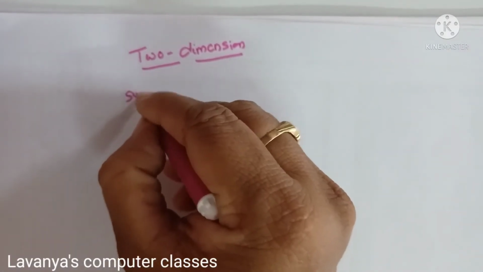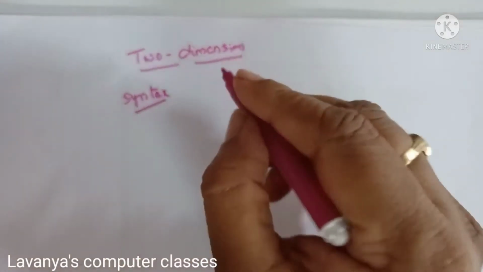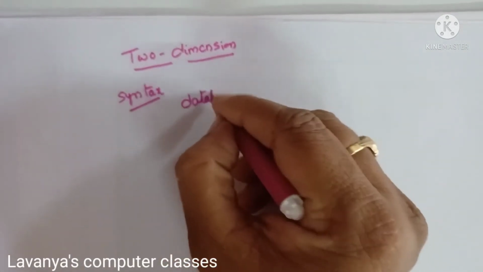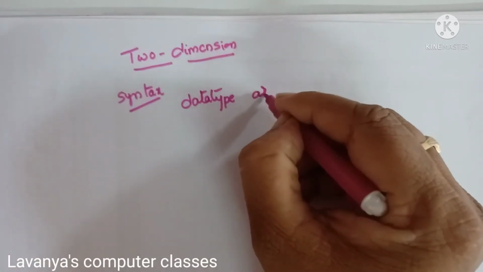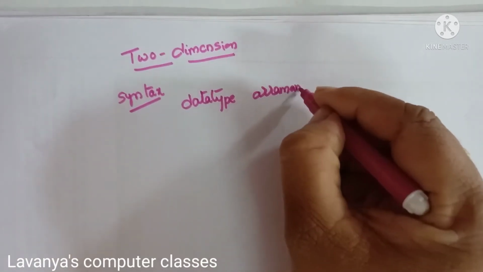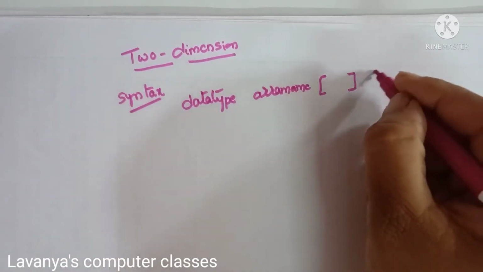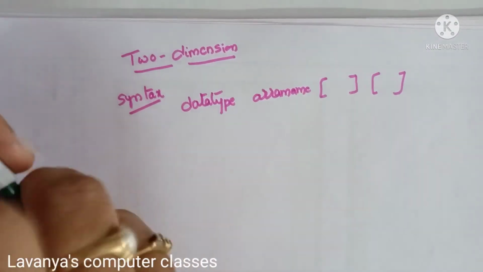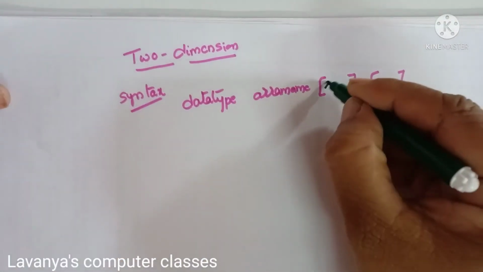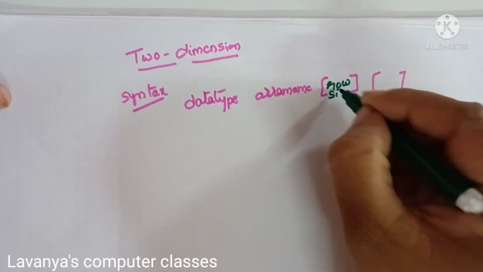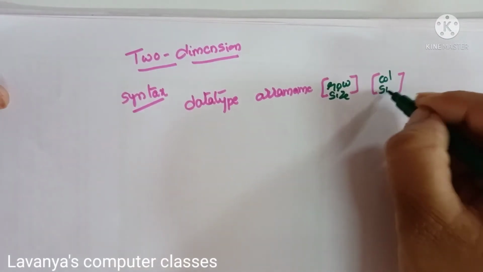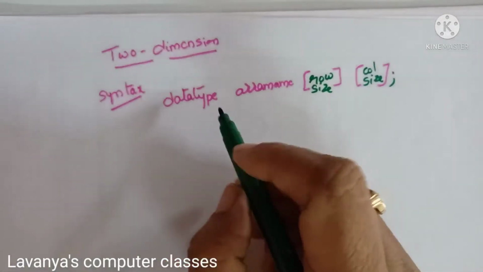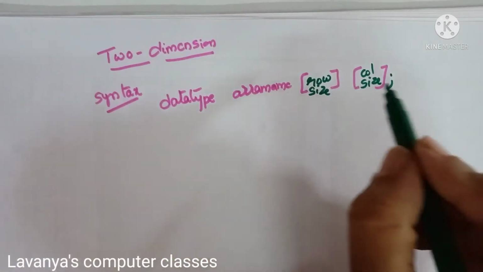So what is the syntax of the two-dimensional array? How we declared the one-dimensional, similar to that also: data type, array name. But the only thing is we have two subscripts. These are called two subscripts. The first subscript belongs to the row size, and this is the column size, and end with a semicolon. So this is the syntax of the double dimensional matrix: data type, array name, row size, column size.